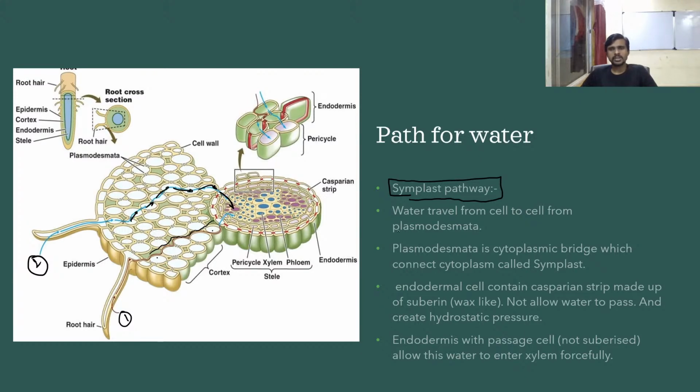Water travels from cell to cell through plasmodesmata. What is meant by plasmodesmata? It is just a junction between two cells. For example, this is a plant cell, and here is a second one. I am not going to draw any cell wall here, so a single cell wall.